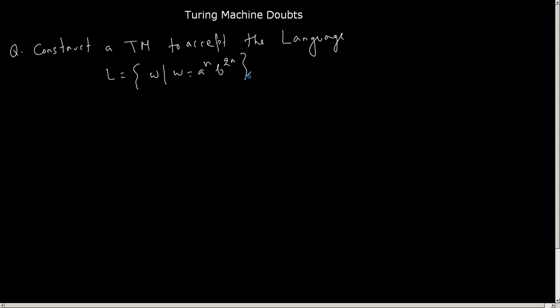Okay. So in the regular class, I have already solved one example where L is of the form A to the power n, B to the power n. We have already designed a Turing machine for the words of the language of the form A to the power n, B to the power n. So here it is just an extension of that problem. So what will be my algorithm to design this Turing machine?